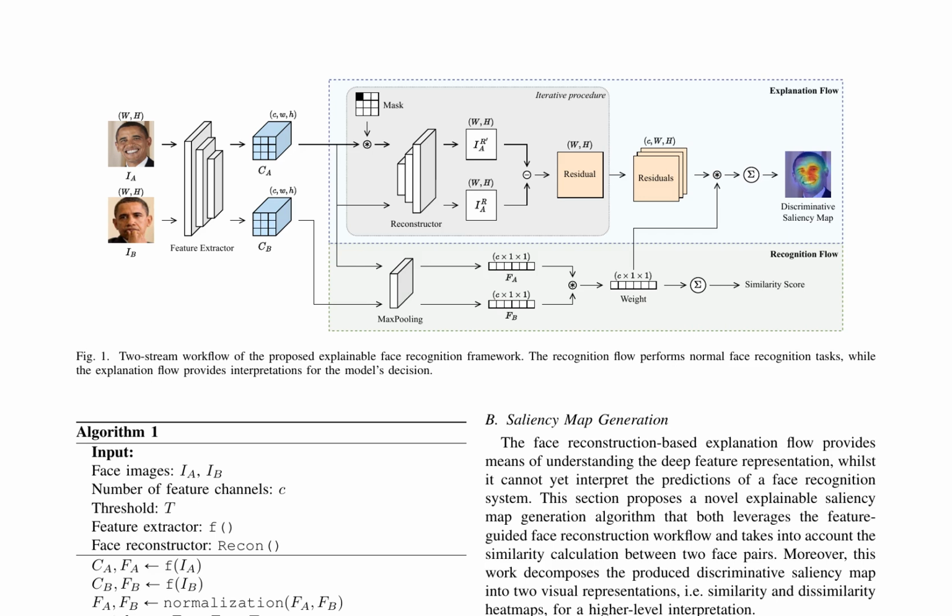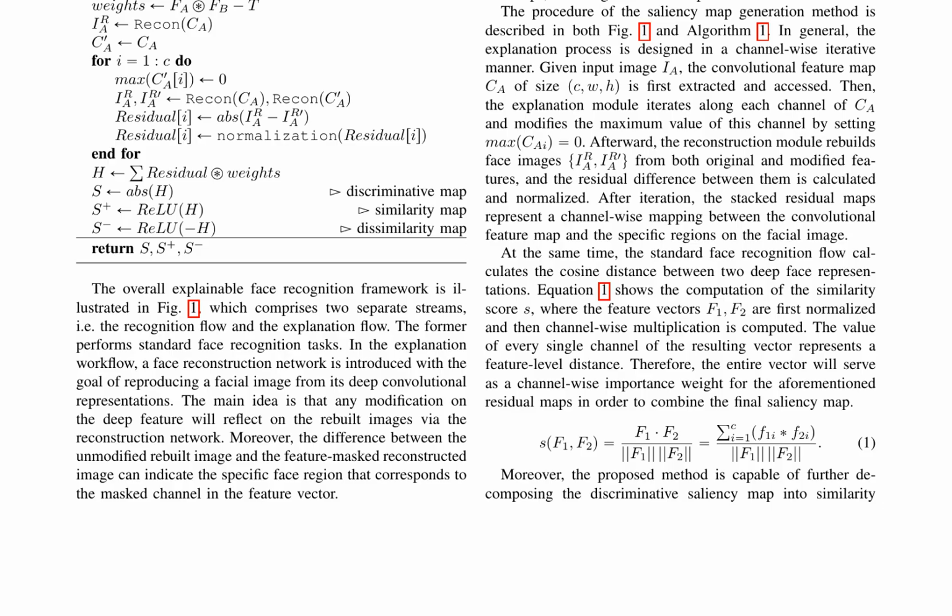The core concept is that any modification to the deep feature will be reflected in the rebuilt images, indicating the specific face region corresponding to the masked channel. The explanation flow also generates a novel explainable saliency map through an iterative process. This process involves feature extraction, iterative modification, and reconstruction, followed by the calculation of similarity scores.